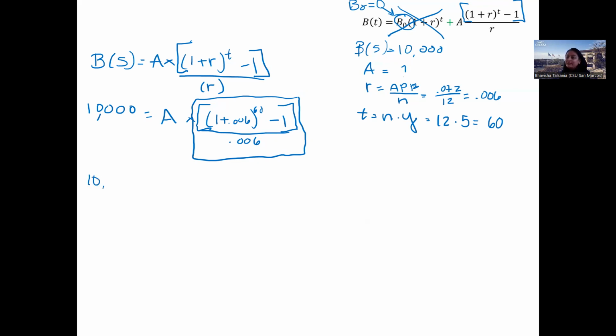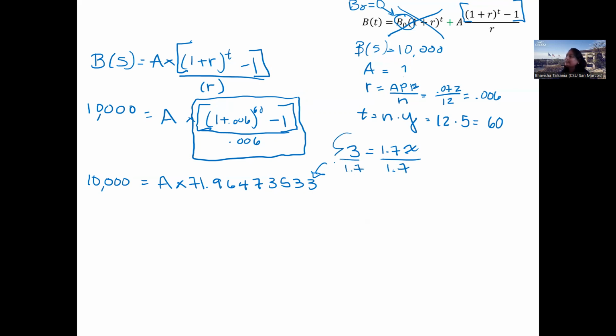Right. So you should have gotten 10,000 is equal to A times, I believe it is 71.96473,533. So this hopefully will just look like as if I'm doing something like 3 is equal to 1.7x, right? And so to solve for x, I'm just going to divide by 1.7 on both sides. So that's exactly what I'm going to do, is I'm just going to solve for A, I'm just going to divide by my number. It's a funky looking number, but it works.